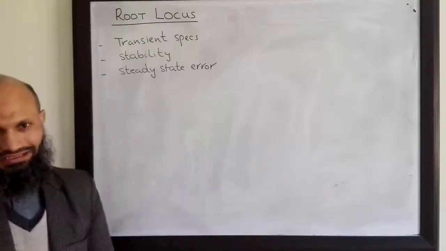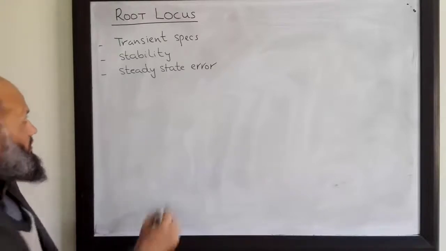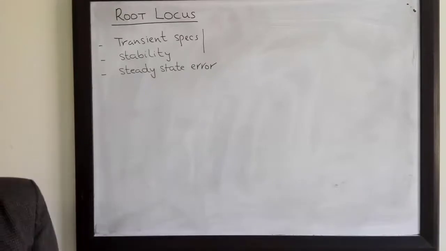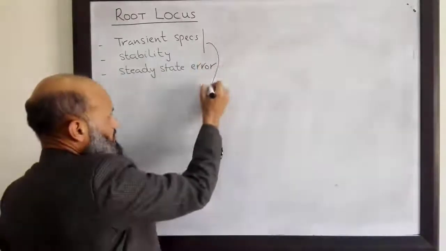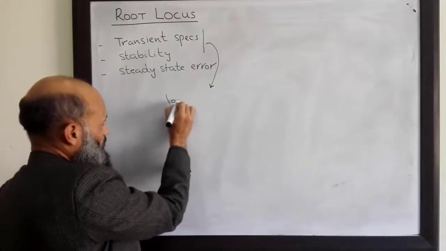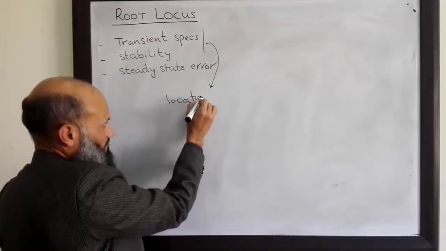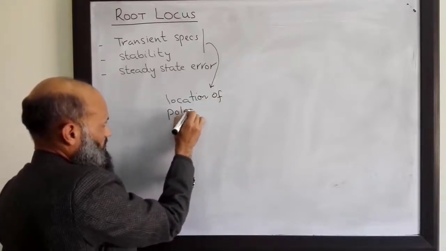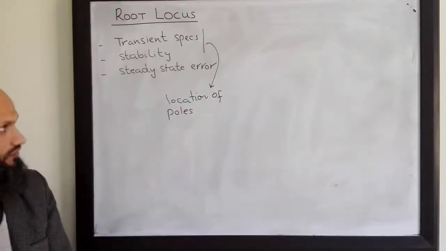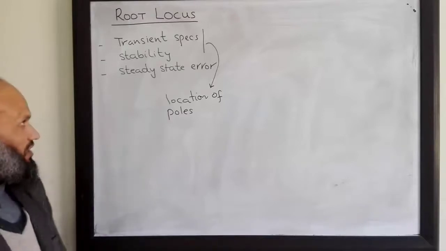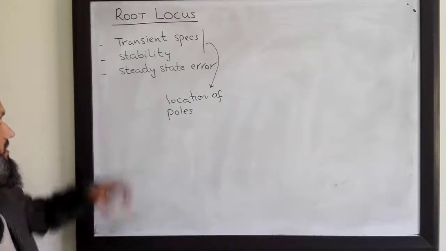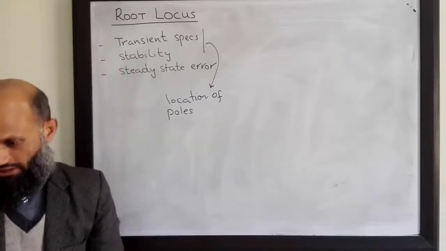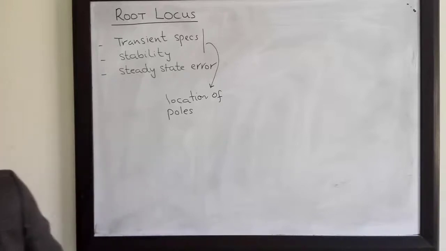For control systems, we have talked about their transient specifications, we have talked about stability, and we have also talked about steady state errors. We learned that both the transient specifications and stability of a system are determined by the location of poles of the system. So it means that if we can somehow change the location of poles of a system, then we can change these properties. To elaborate this point, let's take one particular system.